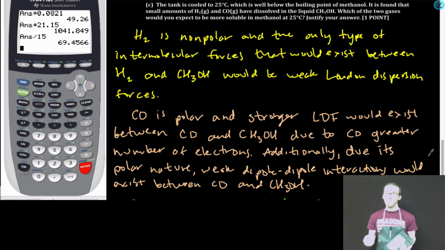Couple of important things about this last part. It's really important that when you're asked to compare things, you always answer in terms of both substances. Do not just try to answer in terms of carbon monoxide and leave the hydrogen out. List out the structure and types of intermolecular forces for both of them in your justification. And we are done.